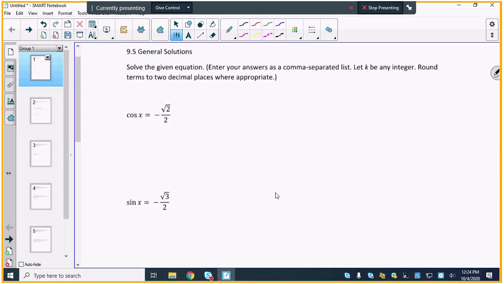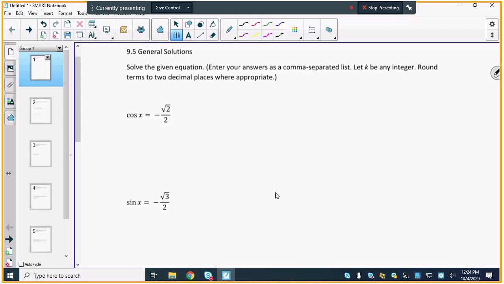In the last section of test 3 period, we're going to talk about general solutions. Whenever we are given a trigonometric equation and we want to solve for the variable term in the equation, we get infinitely many solutions. Remember, all trigonometric functions are periodic functions.